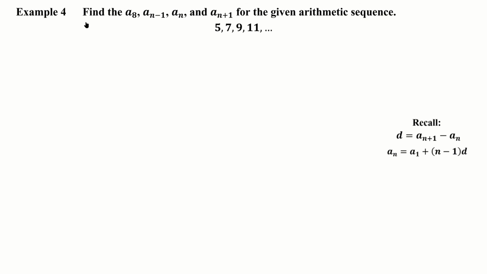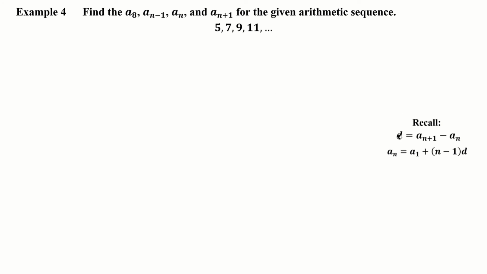Okay, so here in the next example, we're given a few terms of a sequence. We want to find the 8th term, A8, the n minus first term, An minus 1, and the nth term, as well as the n plus first term, or An plus 1.